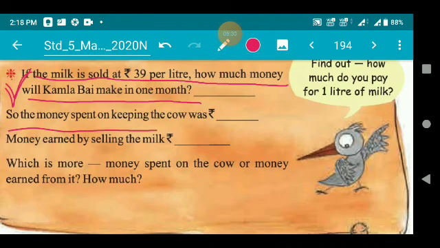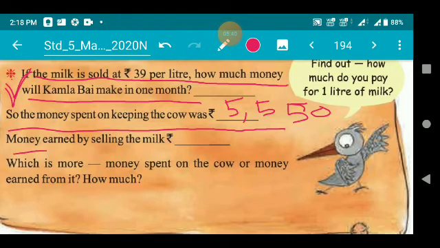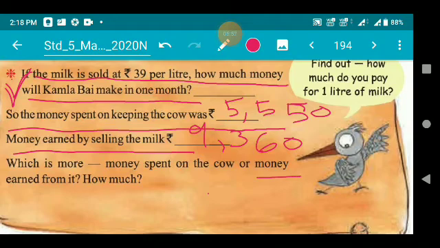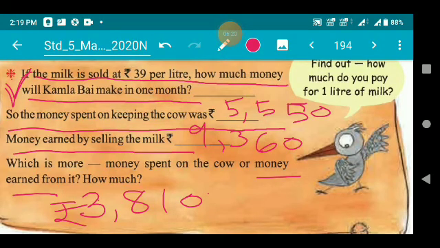So the money spent on keeping the cow was rupees 5,550, and money earned by selling the milk is rupees 9,360. Which is more, money spent on the cow or money earned from it? How much? So money earned by selling the milk is more than money spent on keeping the cow. How much, that we have found out? Rupees 3,810.